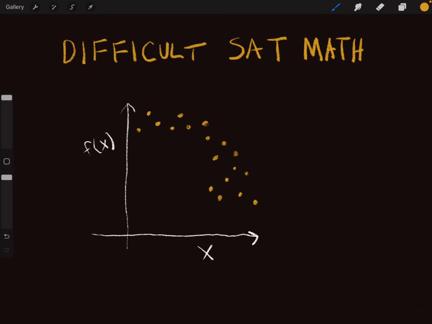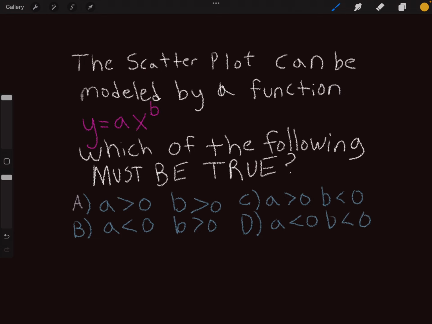Hey guys, doing another video on some difficult SAT math problems. So take a look at this one. You're given a scatter plot, and the question says the scatter plot can be modeled by a function. So we know it can be modeled by this function y equals ax to the b. Then it asks which of the following must be true.